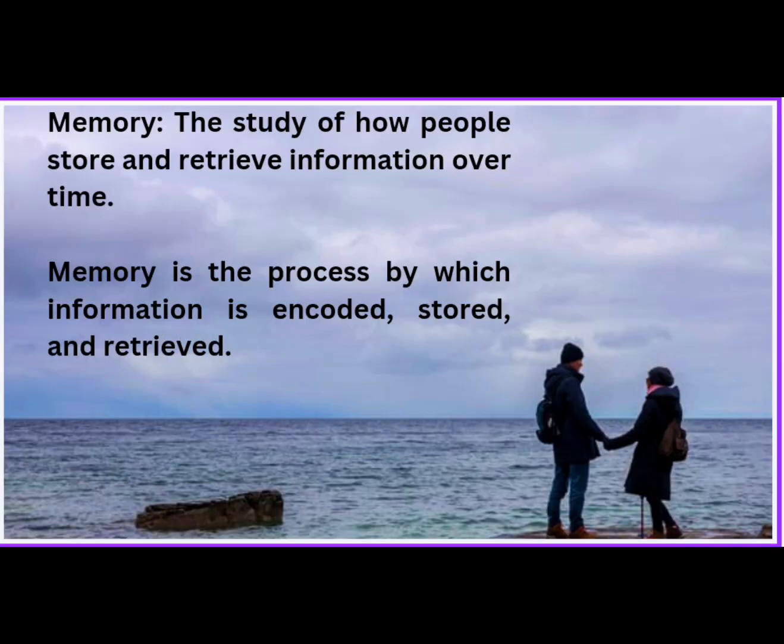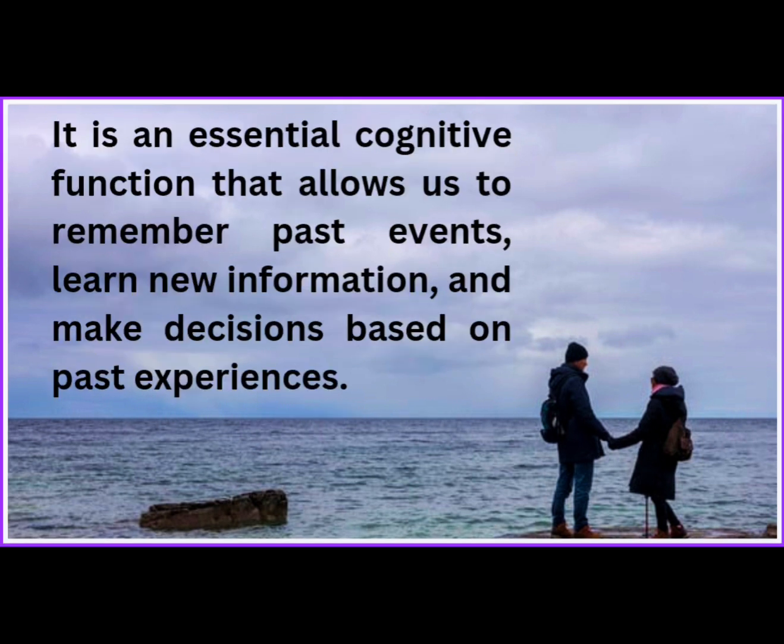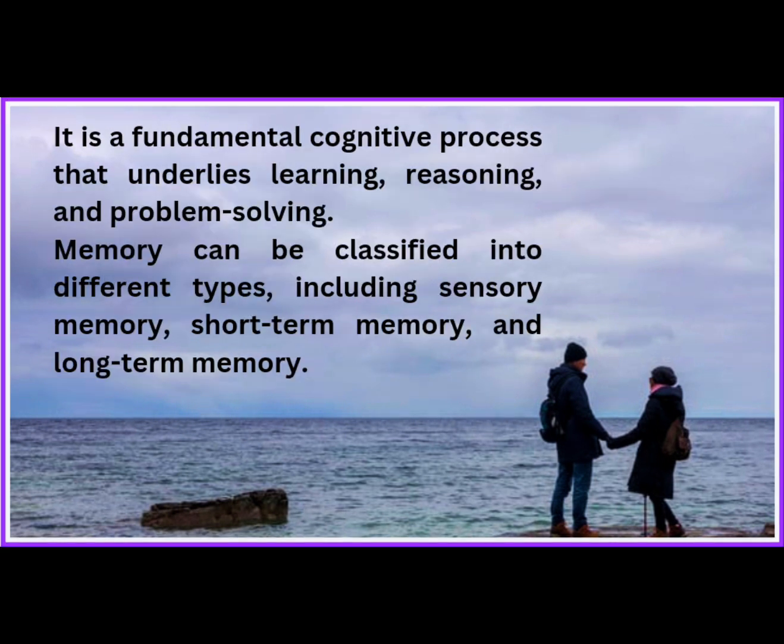Memory, the study of how people store and retrieve information over time. Memory is the process by which information is encoded, stored, and retrieved. It is an essential cognitive function that allows us to remember past events, learn new information, and make decisions based on past experiences. It is a fundamental cognitive process that underlies learning, reasoning, and problem solving. Memory can be classified into different types, including sensory memory, short-term memory, and long-term memory.